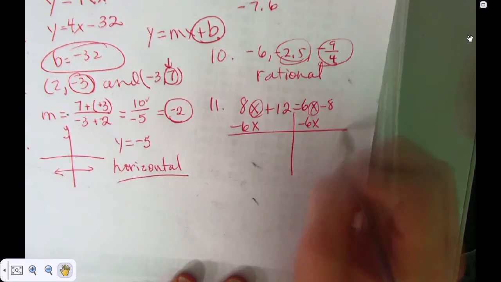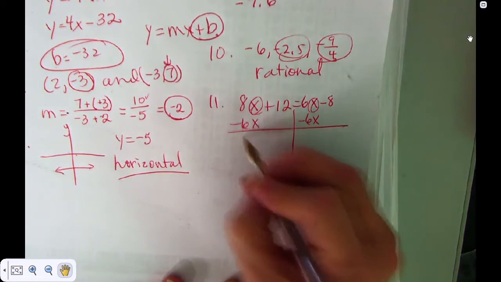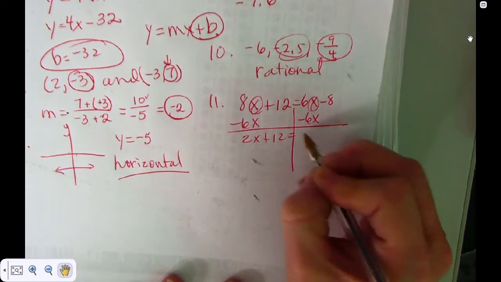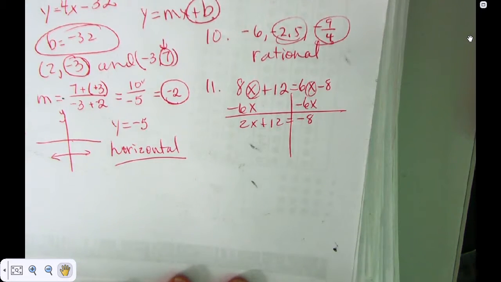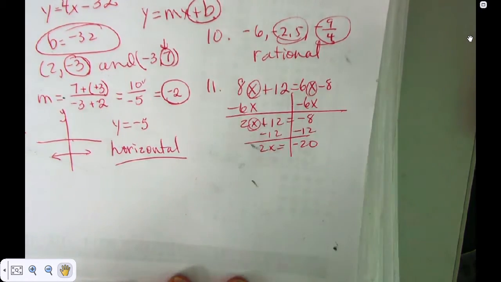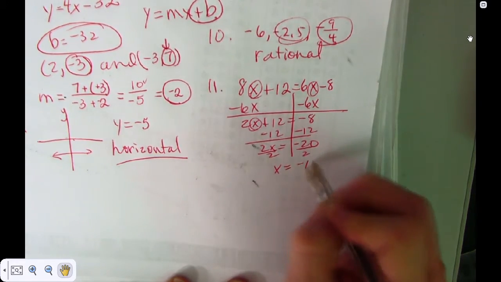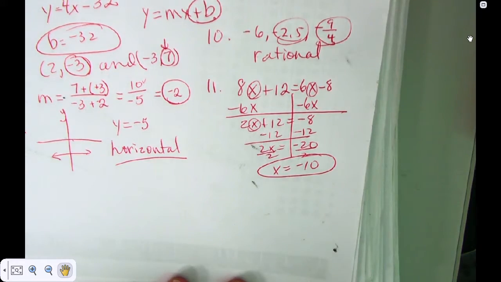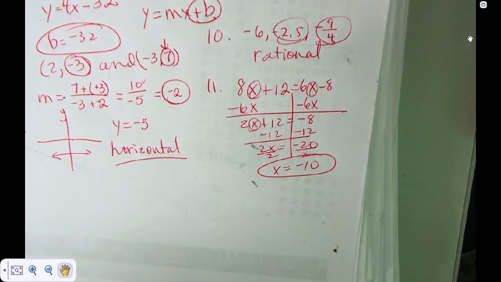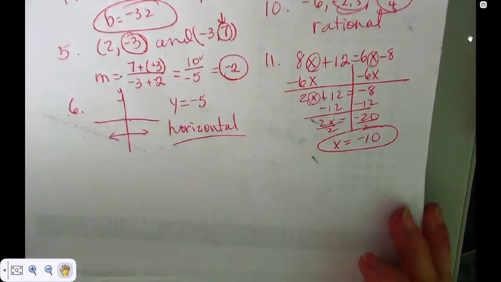Subtract 6x. I get 2x plus 12 equals negative 8. Minus 12. 2x is what? Negative 20. And guys, I've been giving y'all such hard ones. You should have been thanking me. There were no parentheses. There was nothing hard. No distributive property to do.